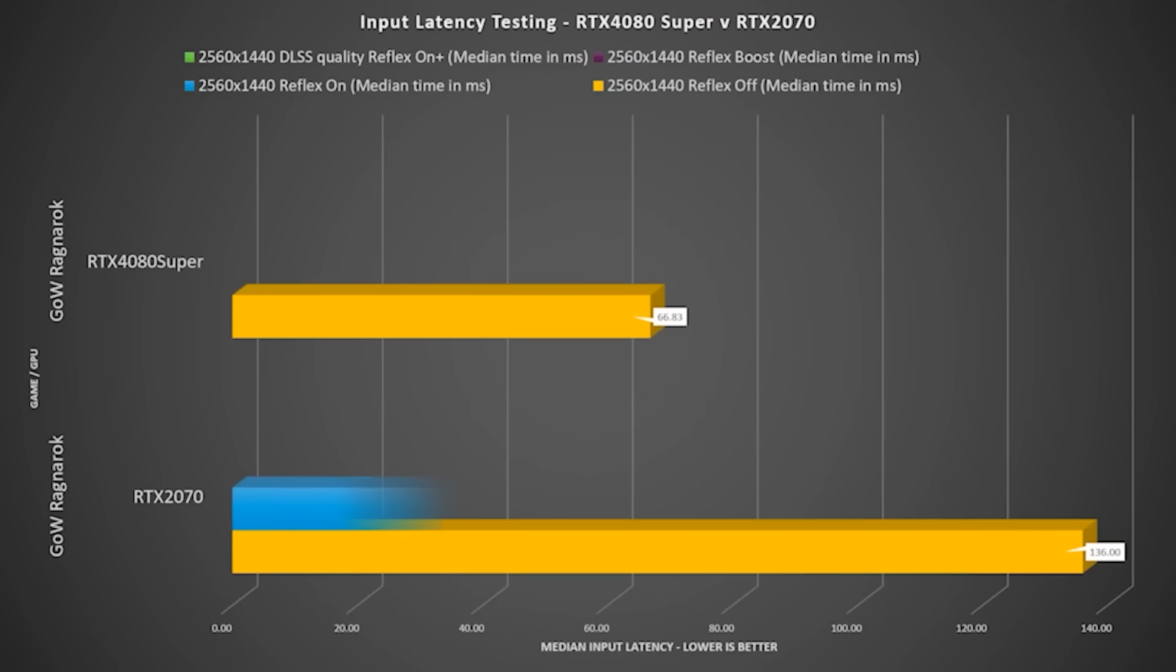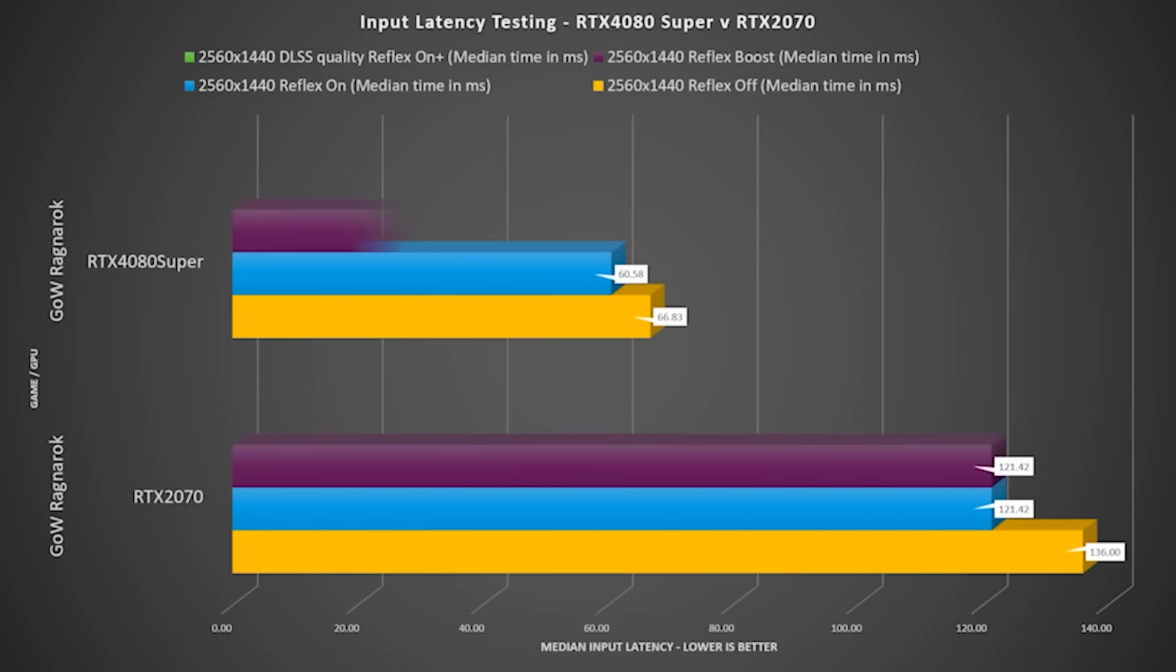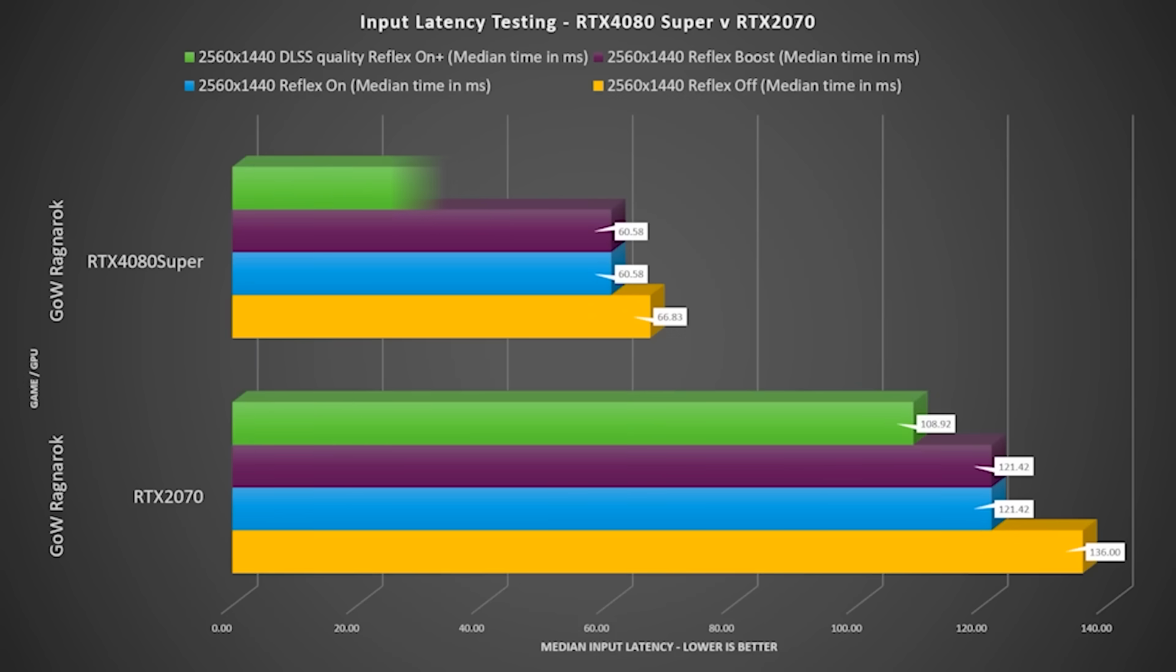Reflex and DLSS offer close levels of benefits, but as the RTX 2070 is starting from a much slower base, over 200% slower than the RTX 4080 Super, it gains more in percentage but is overall significantly worse in time, even with all options enabled, than the RTX 4080 Super at native 1440p.